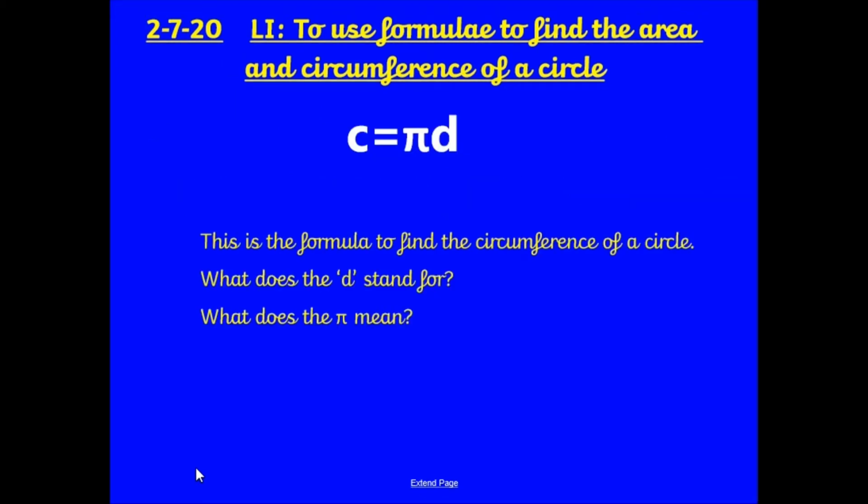Now then, C equals pi d. This is a formula to find the circumference of the circle. Remember, that is the distance around the outside edge of the circle. So what does a d stand for? What does this symbol, pi, mean?